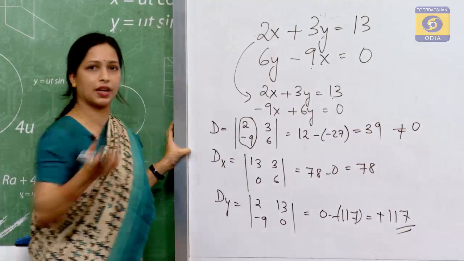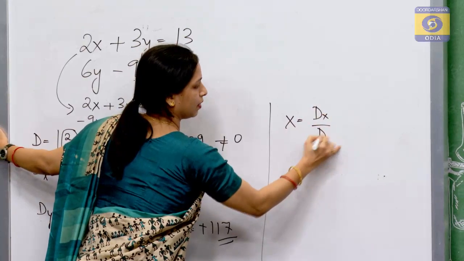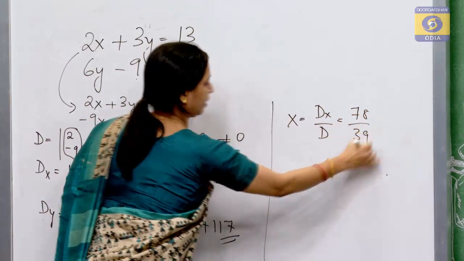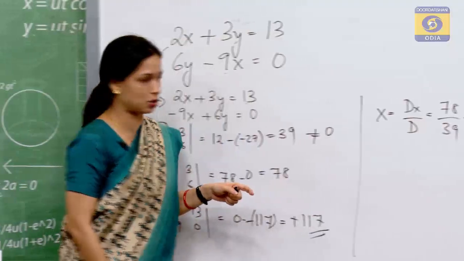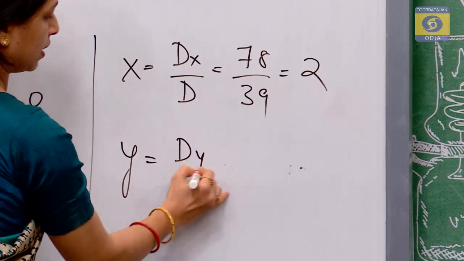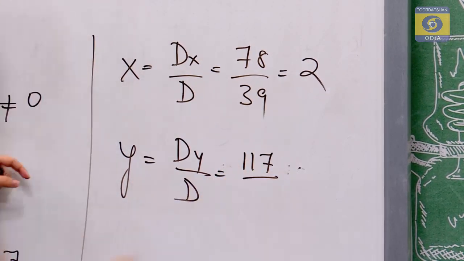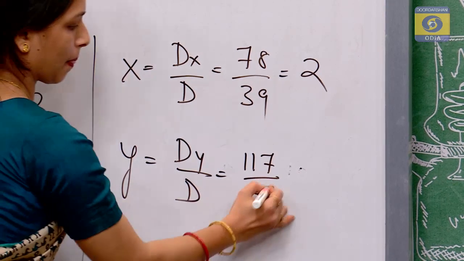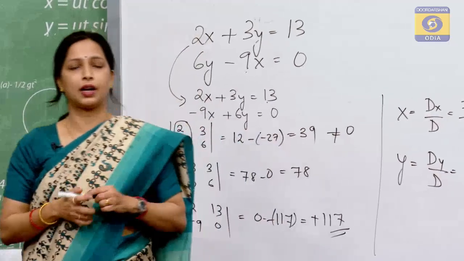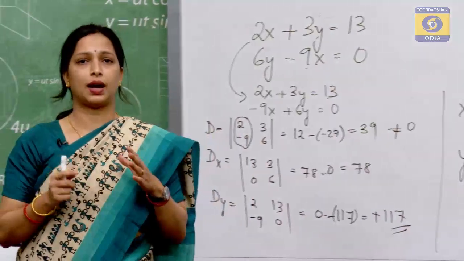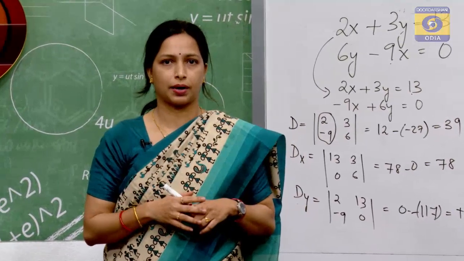Okay. Now, we can find the values of x and y. So, x equals dx by d. So, that is 78 by 39, that is 2. So, the value of x is 2 and the value of y is dy by d. So, dy is 117 divided by d, which is 39. So, the value is 3. So, this is how we can use Cramer's rule to find out the values of unknown variables when there is an order 2 determinant, right, when there are 2 unknown variables, say x and y.